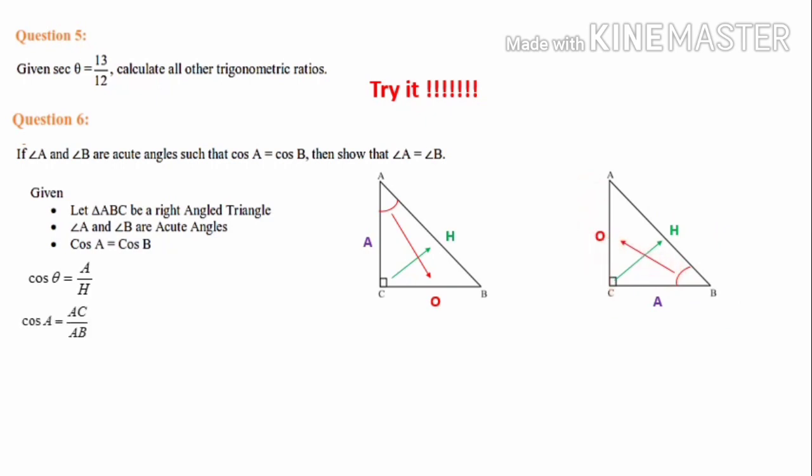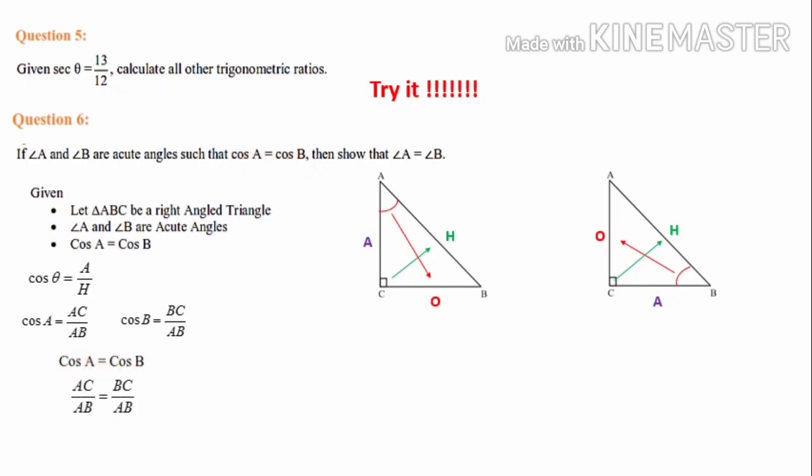Then cos A, just to substitute it: this is the angle A, cos A is equal to A divided by H. A is AC, divided by H which is AB. So AC by AB. Then cos B: this is my triangle and this is the angle. Cos B is equal to again A by H. A is BC, H is AB. So I have to substitute, that is BC by AB. Then there is a given condition, that is cos A is equal to cos B. It is given in the question.